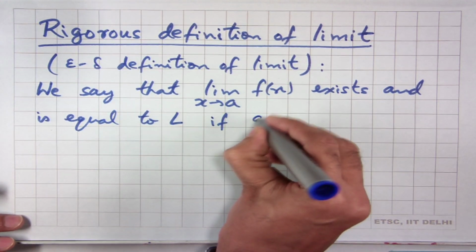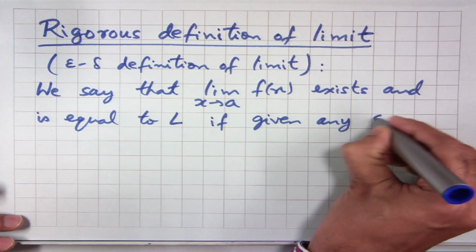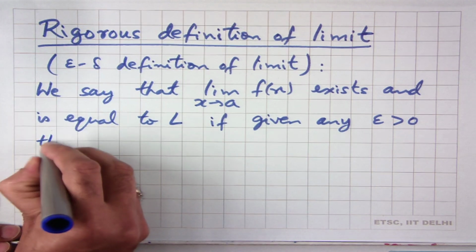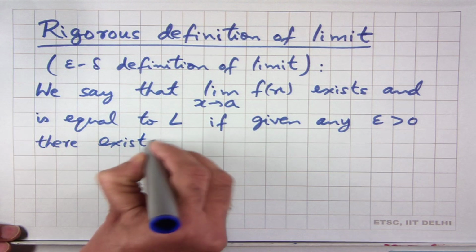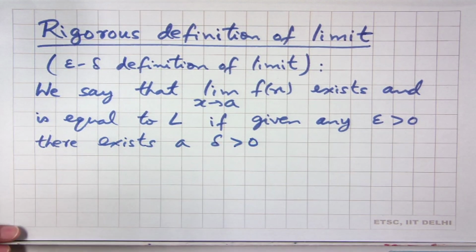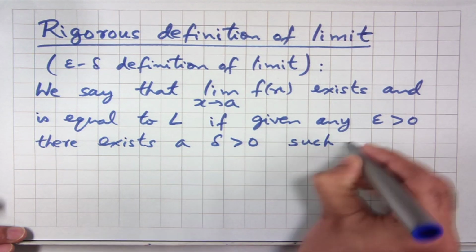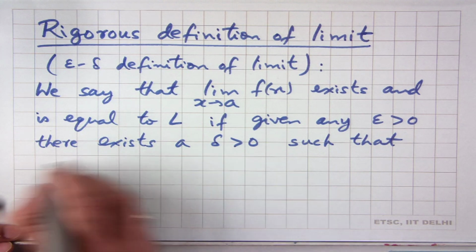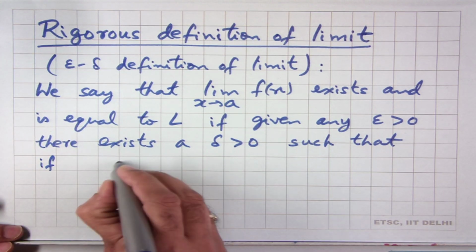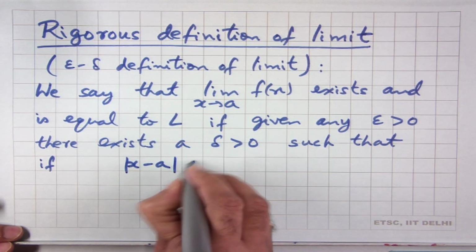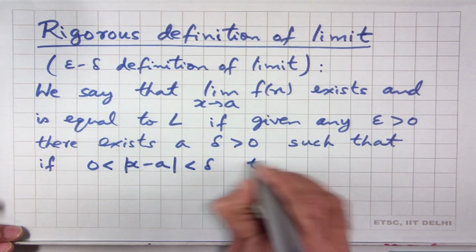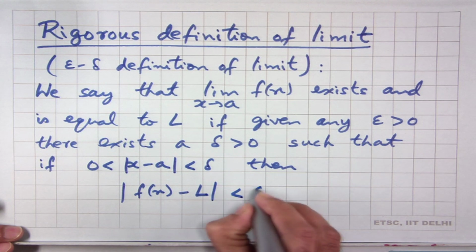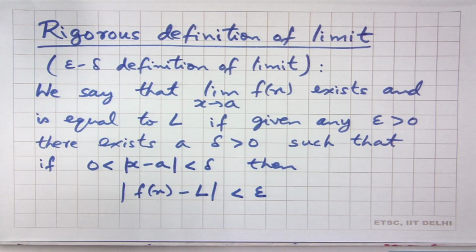if given any epsilon positive. So, if you take any real number epsilon which is positive, then there exists a real number delta which is also positive, such that if 0 < |x − a| < delta, then |f(x) − L| should be less than epsilon. Let me highlight these things.